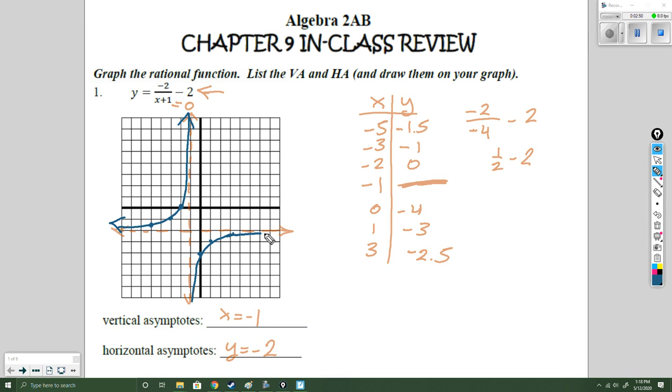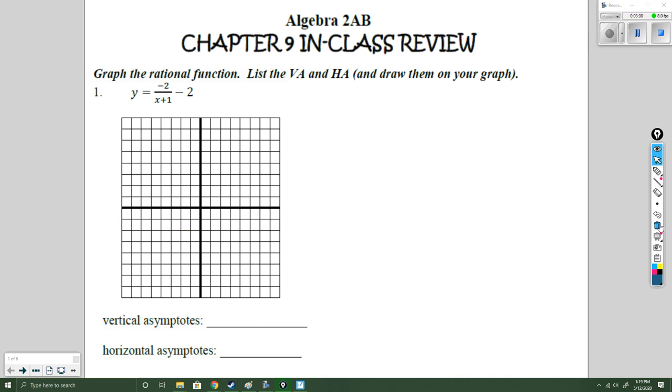And the key thing here, when we're doing this in preparation for a test, is that we know where the vertical asymptotes are, and we know that our graph can't cross those vertical and horizontal asymptotes. Okay, all right, that's it for the graphing part. Now everything else is basically going to be simplifying. So let's go on to the next example.